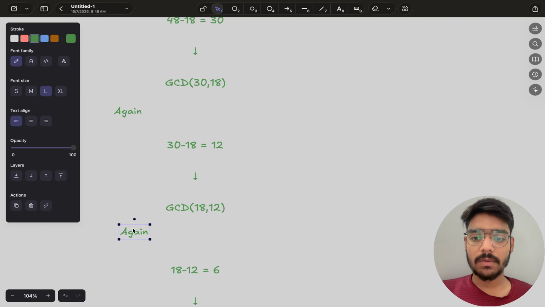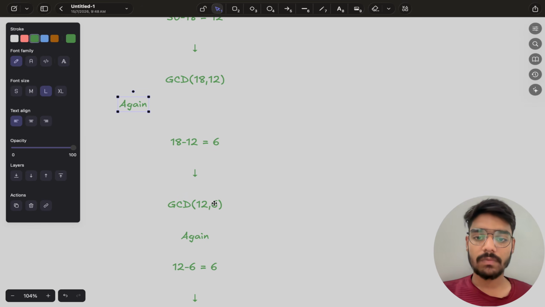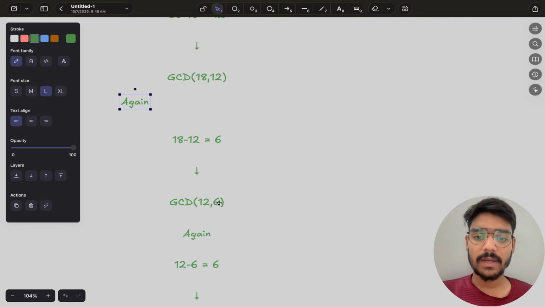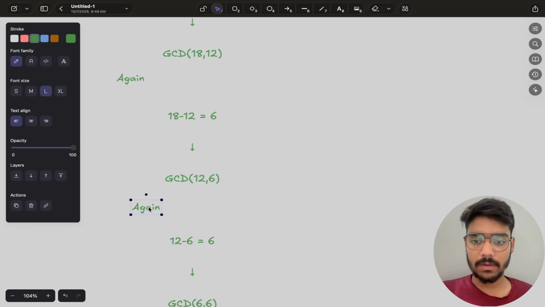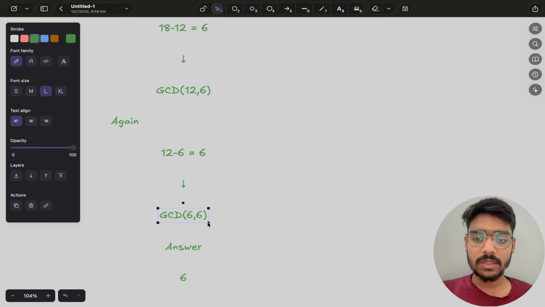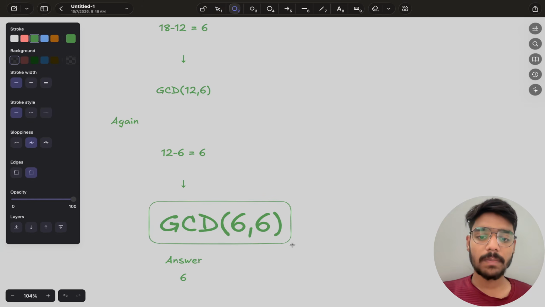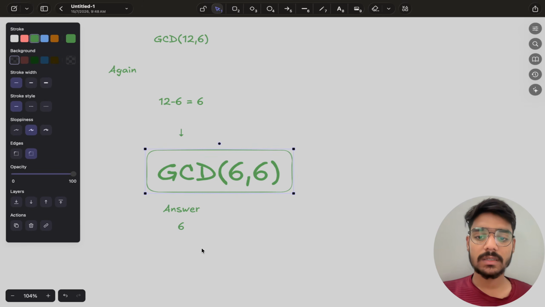Now again we subtract, and we have 6. Now we can find the GCD of 12 and 6. Again subtracting, we get 6 and 6. So now the GCD of 6 and 6 is equal, and this is the part where we got the answer, which is 6.